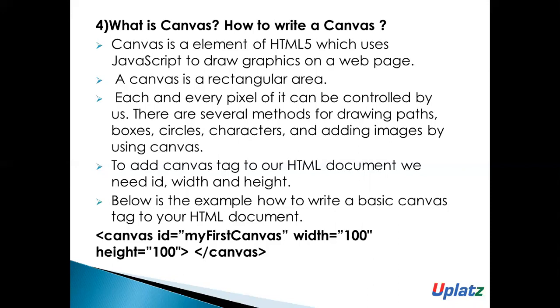In order to add a canvas tag to your HTML document, we need an ID, width and height. Below is an example of how to write a basic canvas tag in your HTML document. Canvas ID my first canvas, width is 100, height is 100, and then I'm just closing it. This is how you define canvas when you get this question.